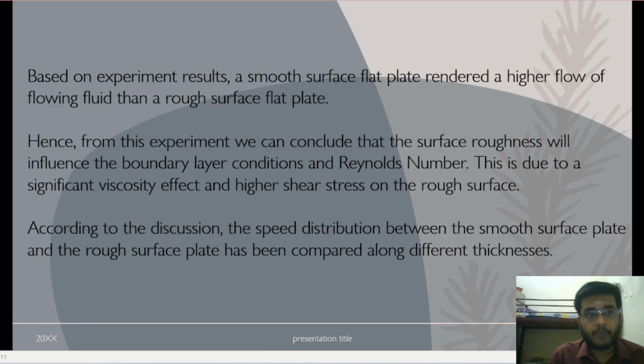And in terms of the boundary layer, based on the experiment results, a smooth surface plate rendered a higher flow of flowing fluid. Hence, from this experiment, we can conclude that surface roughness will influence the boundary layer conditions, as the boundary layer conditions will be influenced by the Reynolds number. It is influenced by the Reynolds number due to the significant viscosity effect and higher shear stress on the rough surface. According to the discussion, the speed distribution between the smooth surface plate and the rough surface plate has been compared along different thicknesses, and the objective is said to be obtained.